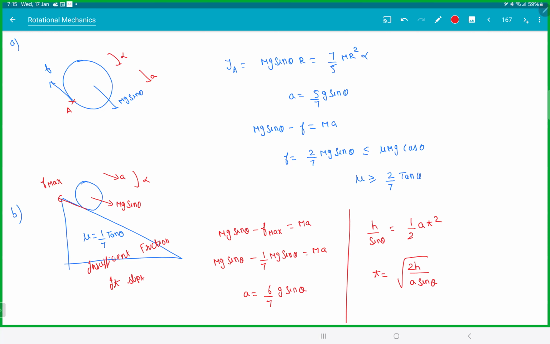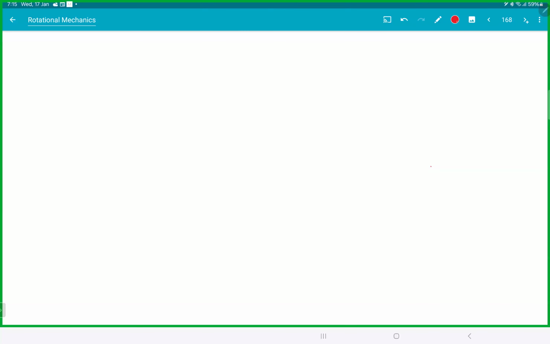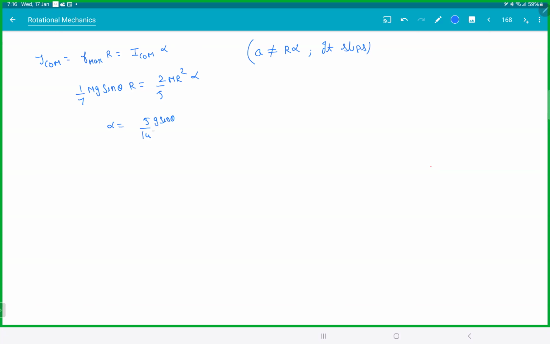How do you get omega? पहले तो you have to find alpha. Torque about center of mass will be F max into R is equal to I com into alpha. The F max will be 1 by 7 mg sin theta, R is 2 by 5. I'm asking, don't use a is equal to R alpha. A is not equal to R alpha here. It is slipping. So alpha will be 5 by 14 g sin theta by R.